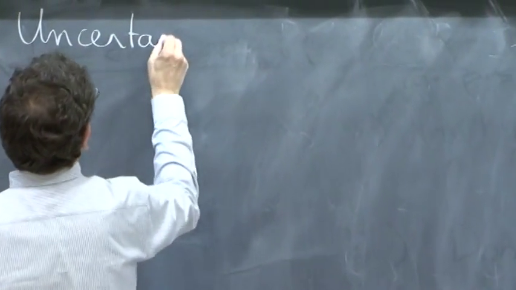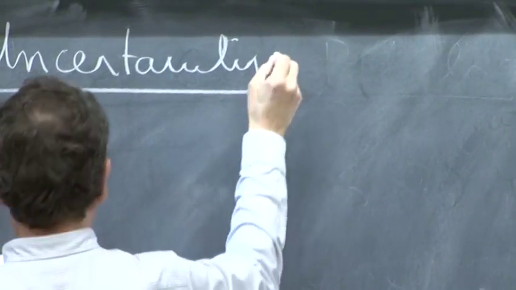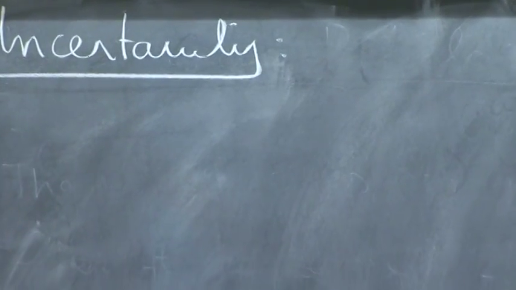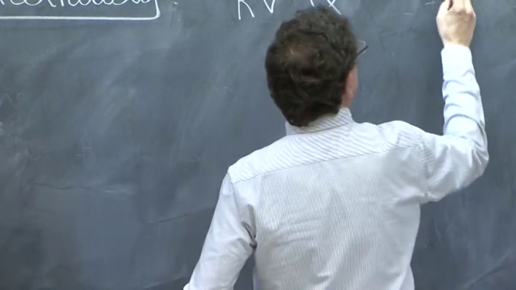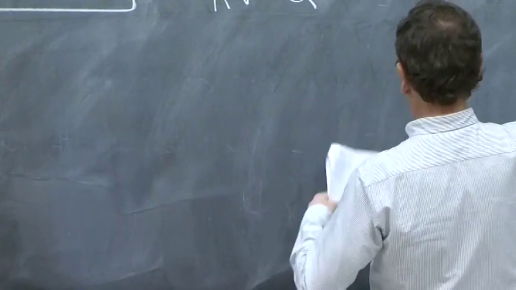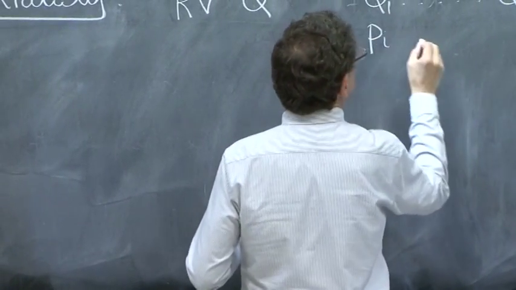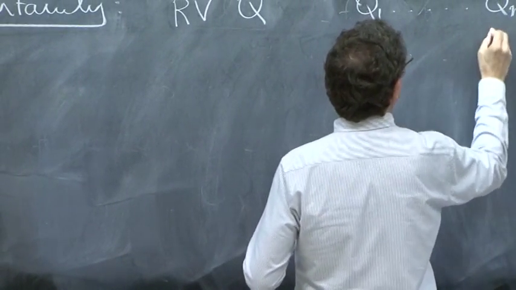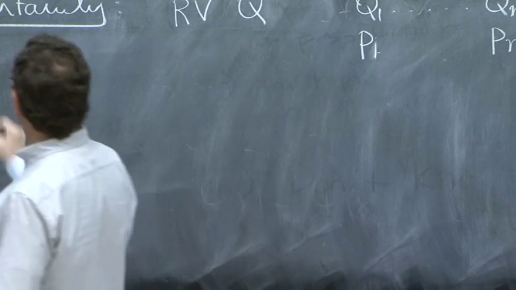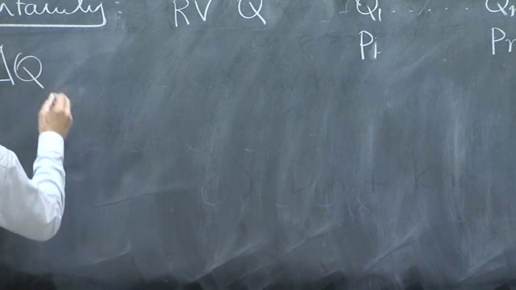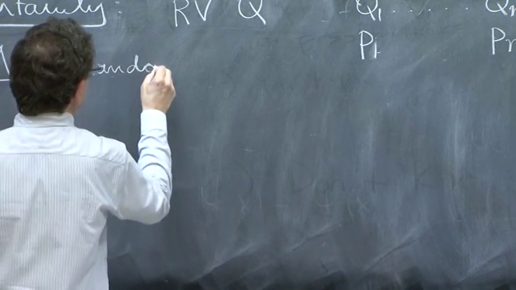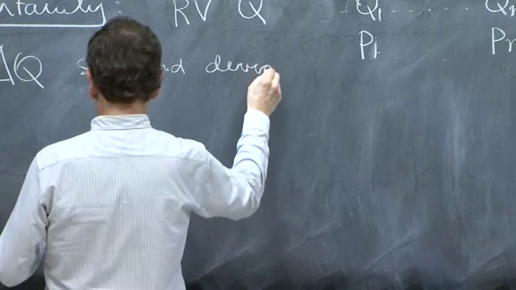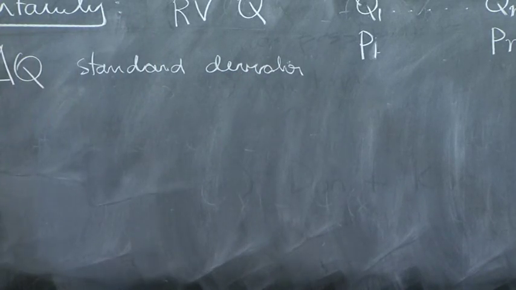Uncertainty. When you talk about a random variable Q, and we've said that it has values Q1 up to Qn, and probabilities P1 up to Pn, we speak of a standard deviation, delta Q, as the uncertainty, the standard deviation. And how is that standard deviation defined?